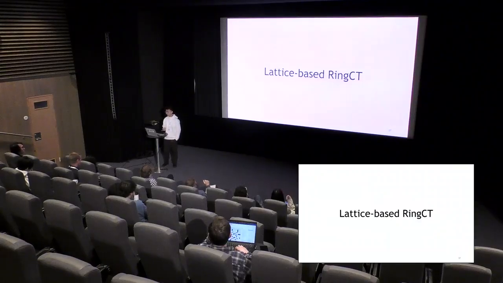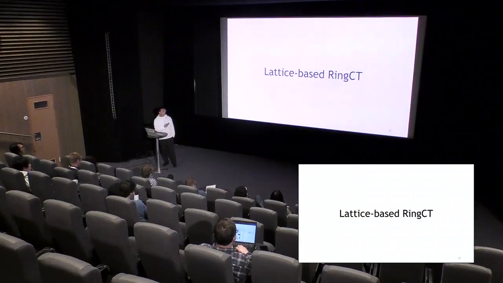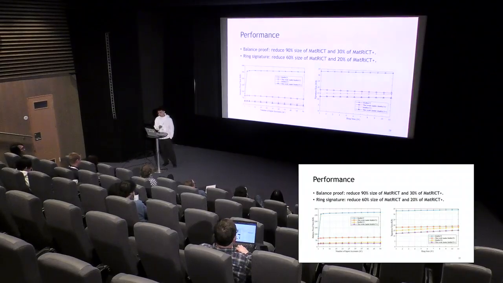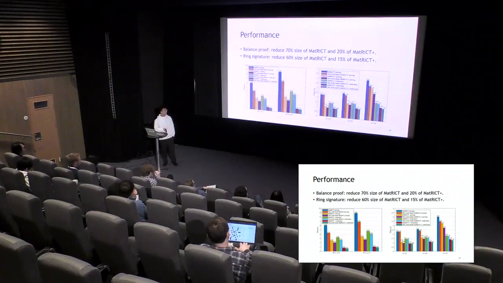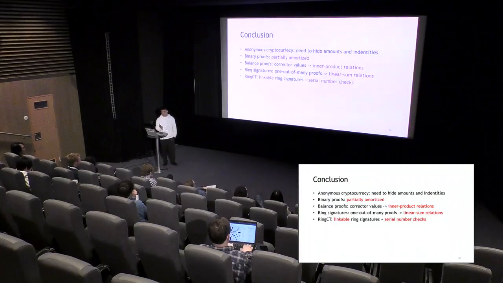So finally, we build a lattice-based RingCT. There are also some techniques that I don't have time to introduce. I just compare the performance. For the proof size, you can see that our work outperforms the previous schemes. And also the proving and verification time show a significant improvement. Let me just draw a conclusion.